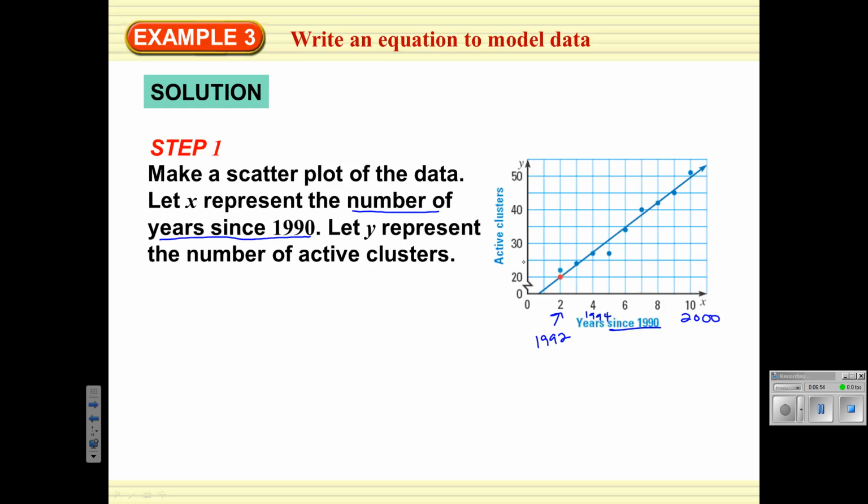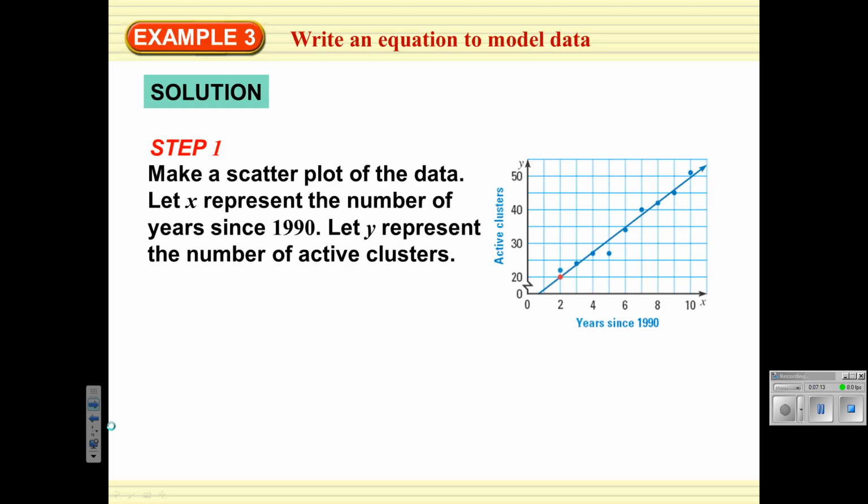Okay? And let y represent the number of active clusters. So we plot our 2 and our 22, and then in year 3, year 4, year 5, year 6, 7, 8, and so on. Okay, and we can obviously see there's a positive correlation.